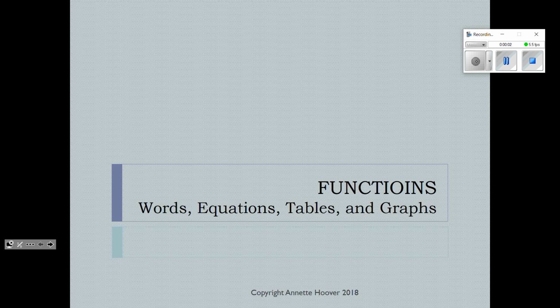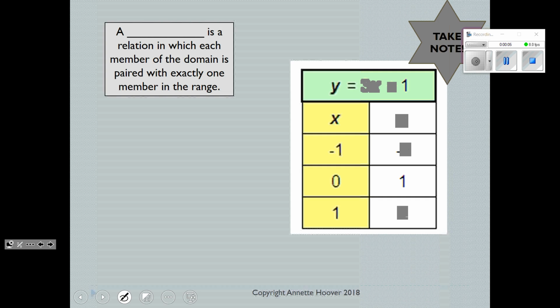Today we're going to look at function tables, and the first thing we're going to do is look at a few vocabulary words. So first, if you're taking notes and you've run off your note page, a blank is a relation. Remember, in our last lesson, a relation is a group of ordered pairs. So a blank is a group of ordered pairs or relation in which each member of the domain, remember the domain are the x values, is paired with exactly one member in the range, and remember that the range were the y values. This is called a function.